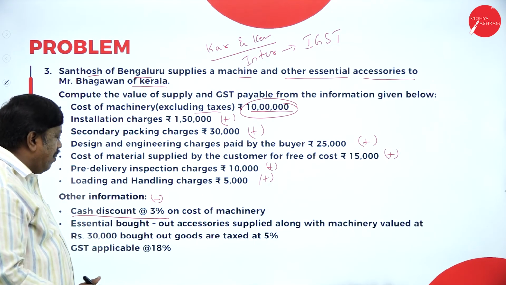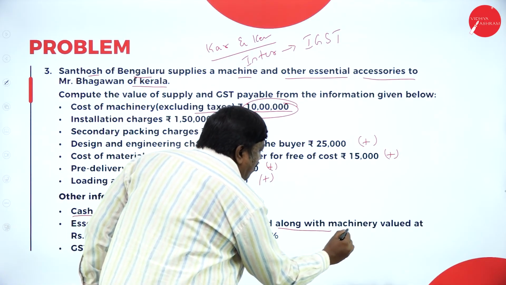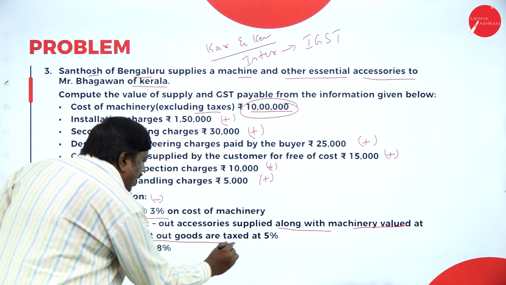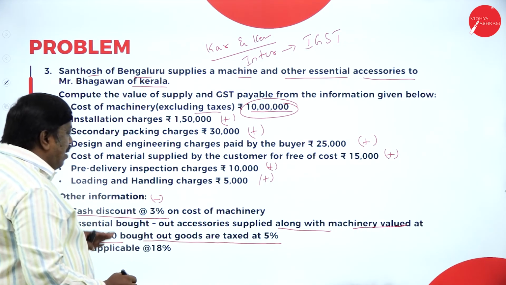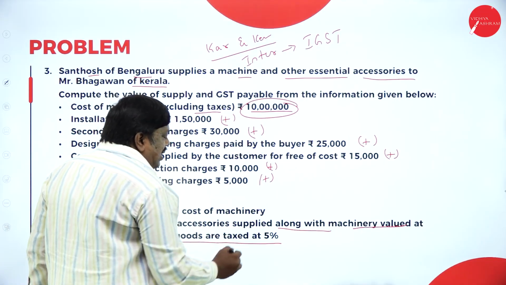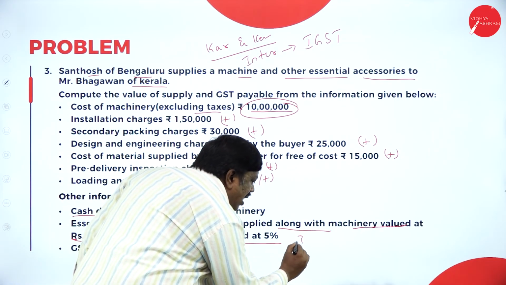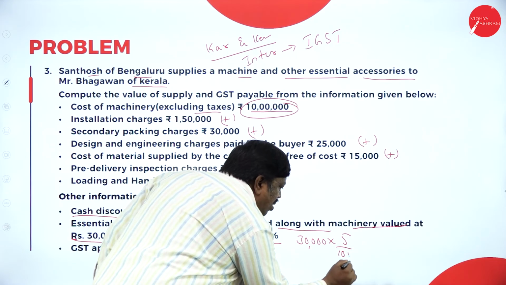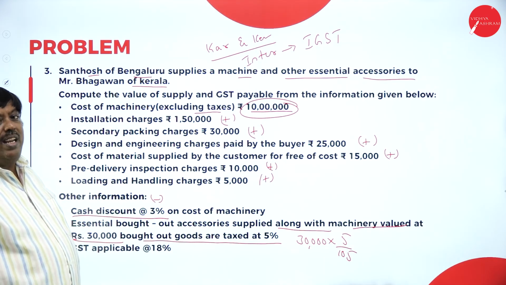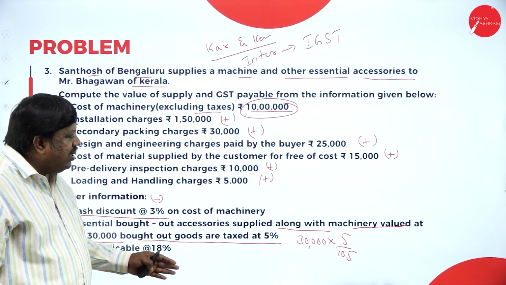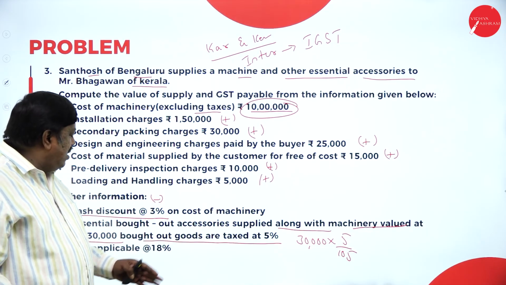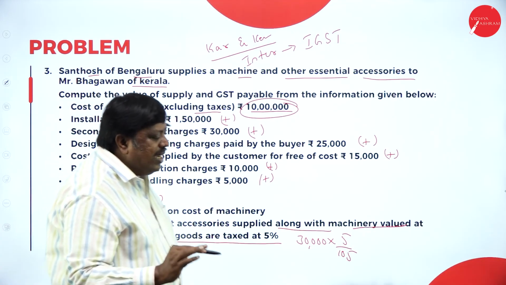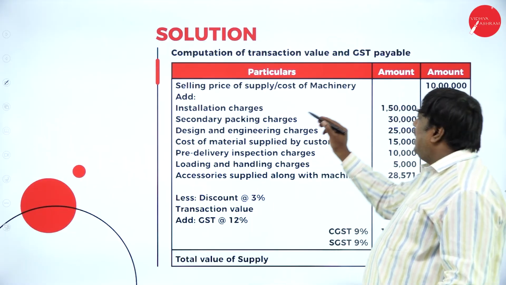Essential bought out accessories supplied along with machinery, valued at 30,000, are taxed at 5%. Means the additional components supplied with the machineries, where we have charged 30,000, include the tax already paid, and that has to be excluded here. 30,000 into 5 by 105, we have to consider. And the GST applicable is 18%. That is directly IGST we have to calculate. What is the selling price?